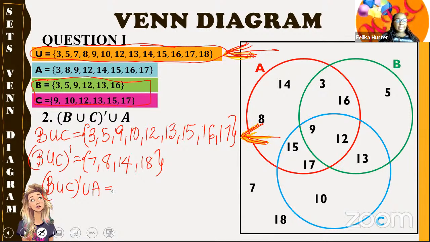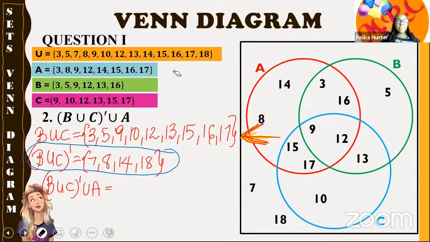So you're going to look at B union C, and we're bringing all the elements in B union C with the elements in A. Can someone tell me what those elements would be?